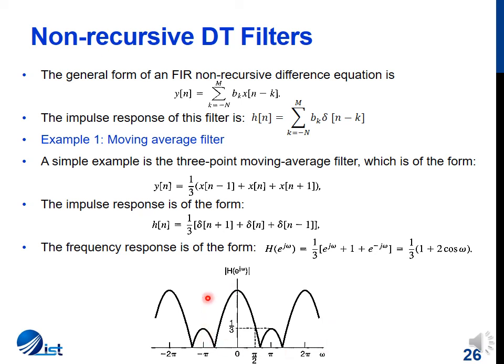Although it is difficult to outrightly say what this response is, if we look at it closely between 0 to pi, we can see that from 0 to pi by 2, the response has a higher value. It passes lower frequencies with little or no attenuation, might amplify, but the higher frequencies are suppressed.